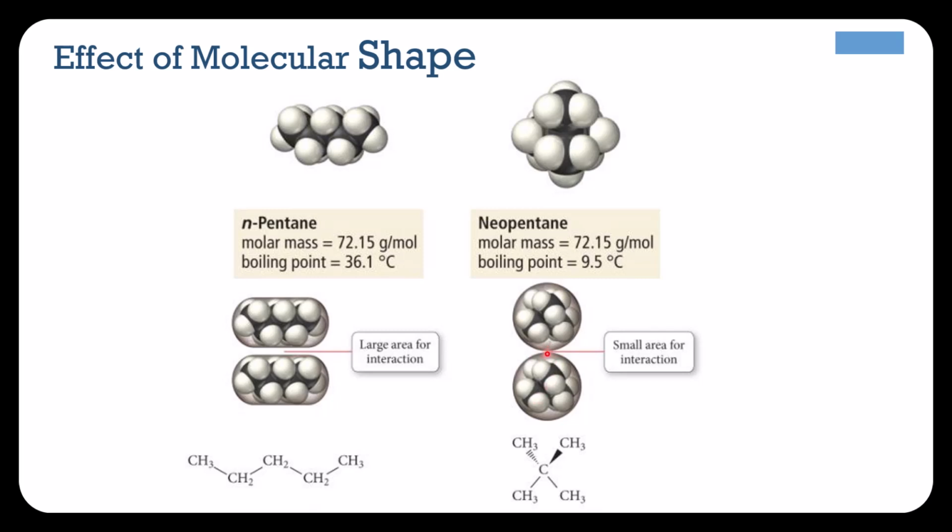So here, if I look at these two molecules next to one another, there's this teeny tiny little area for interaction to take place. So they have the same polarity, they have the same molar mass, but when I look at their shape, I would say N-pentane has a stronger intermolecular force because there's more opportunity for interactions to take place. Neopentane would have a weaker intermolecular force, less opportunities for those intermolecular attractions.